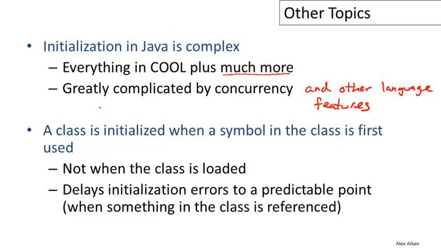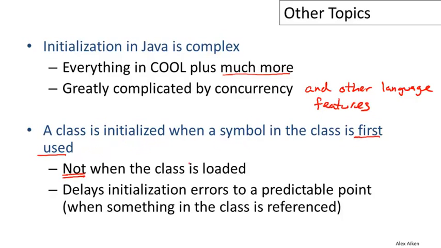All right, so now let's talk about class initialization. We won't talk about object initialization. We'll just talk about initializing classes. This is how the object that represents a class actually gets initialized when that class is first brought into the program. The first thing to know is that a class is initialized when a symbol in the class is first used, not when the class is loaded.